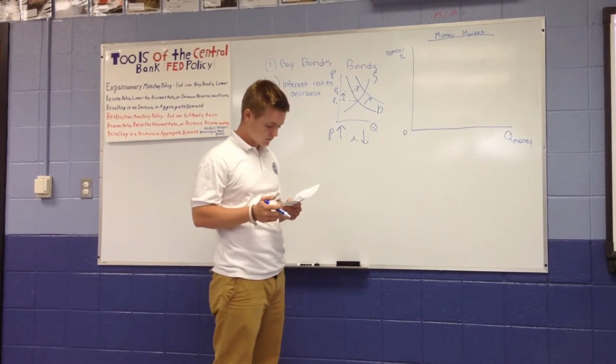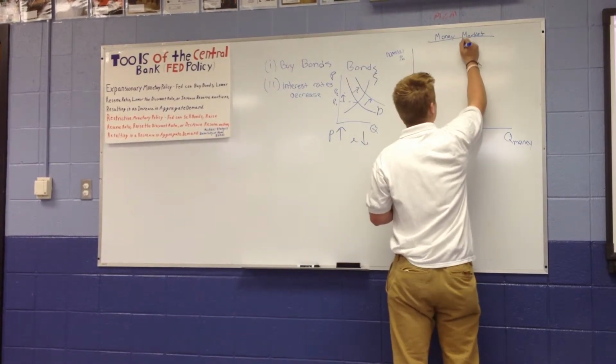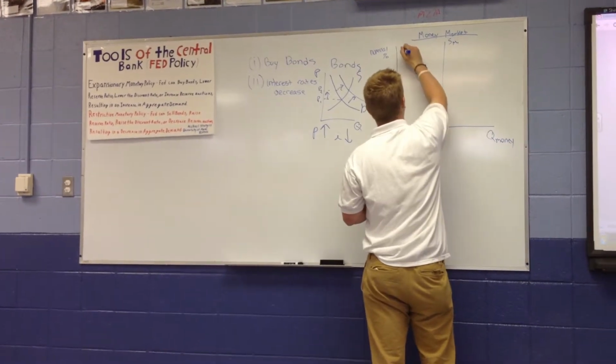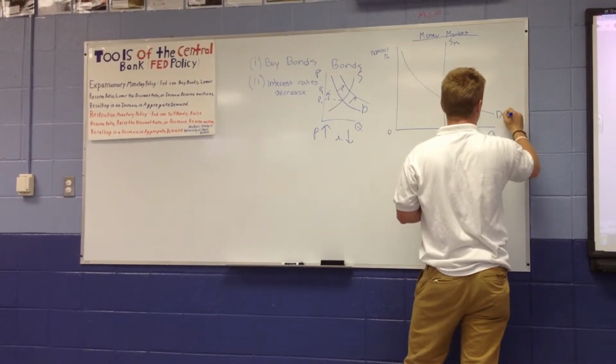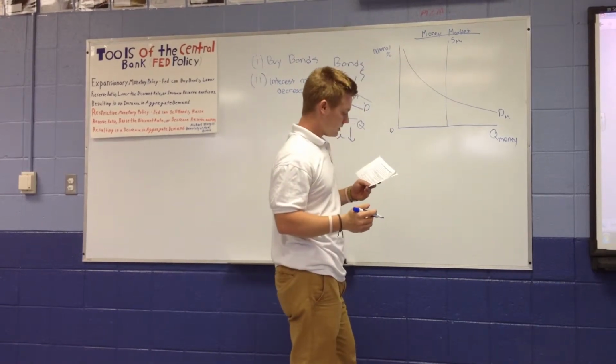B. Using a correctly labeled graph in the money market, show the effect of the open market operation from part A1 on the nominal interest rate. Okay. So if this is the money market, this would be the supply of money. And this would be the initial demand of money.